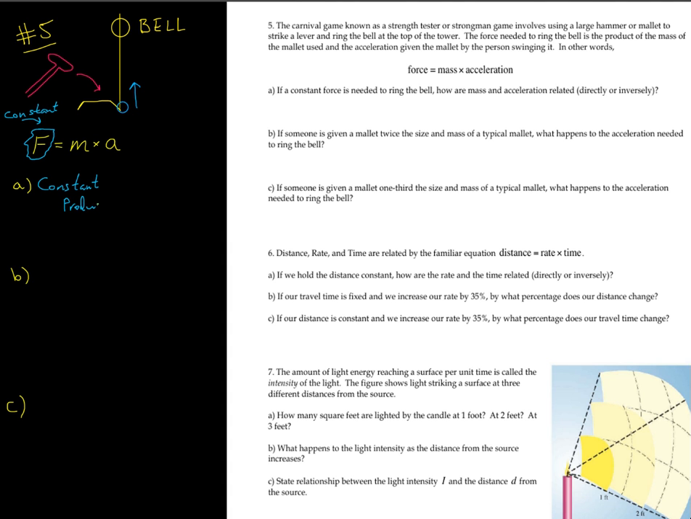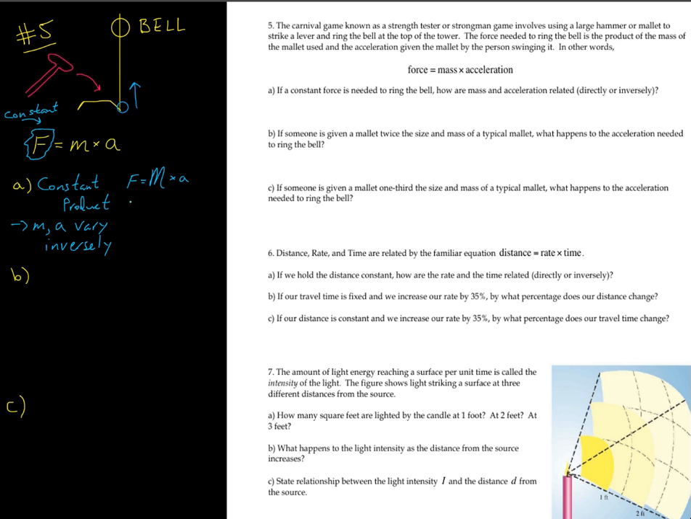Okay, so since here the product of the variables m and a is always the same, m and a vary inversely. So one way to think about this is to say, all right, if this F is fixed, and let's say I have a large mallet, and that then requires not a huge amount of acceleration.